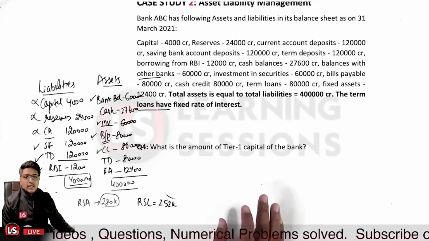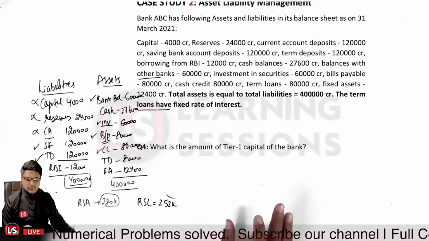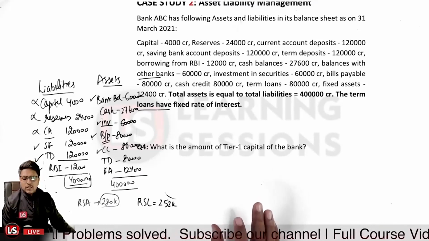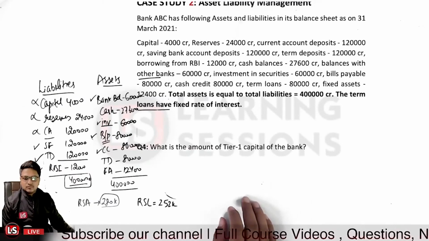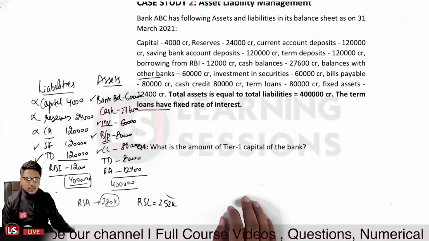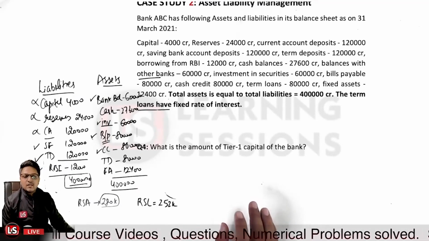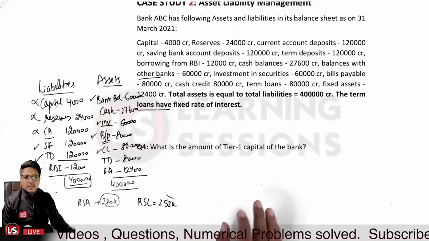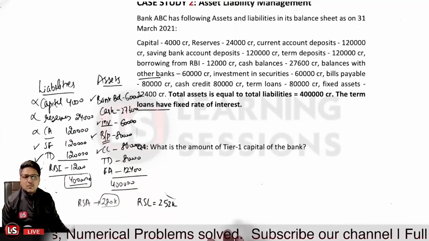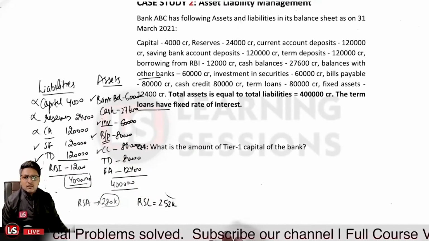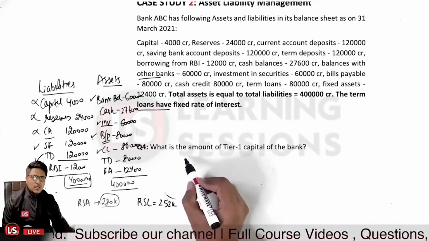Tier 1 is a going concern capital, and it is said to be core capital. We need to answer what the amount of tier 1 capital is. If you remember, the components of tier 1 capital comprise paid up capital and reserves. The capital is worth 4,000 crores and reserves are 24,000 crores. So the tier 1 capital in this case is 28,000 crores.